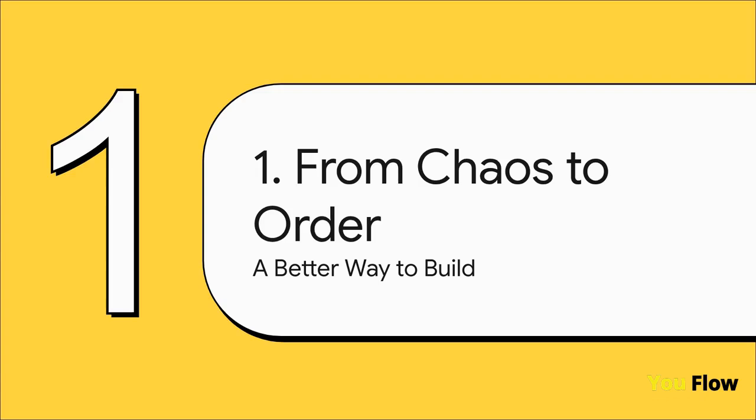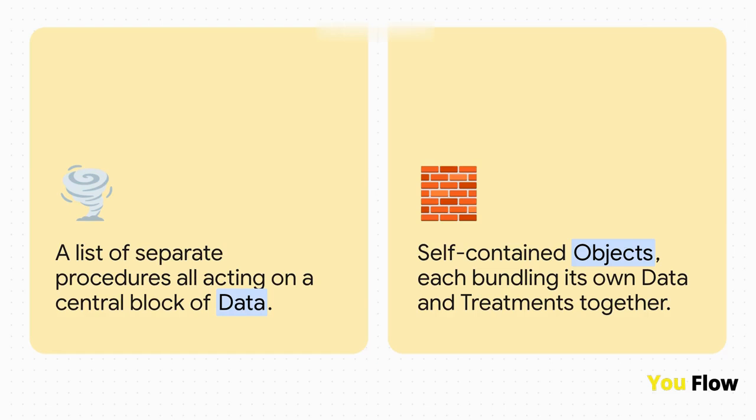First up, Section 1, from chaos to order. To really get why object-oriented programming, or OOP, is such a big deal, you gotta look at how things used to be done. It was, well, a bit of a mess. Okay, check this out. On the left, you've got the old procedural style. All your data is in one big pile, and you have a bunch of separate functions that just reach in and mess with it. When your program gets big, this turns into total chaos. It's so easy to break something.